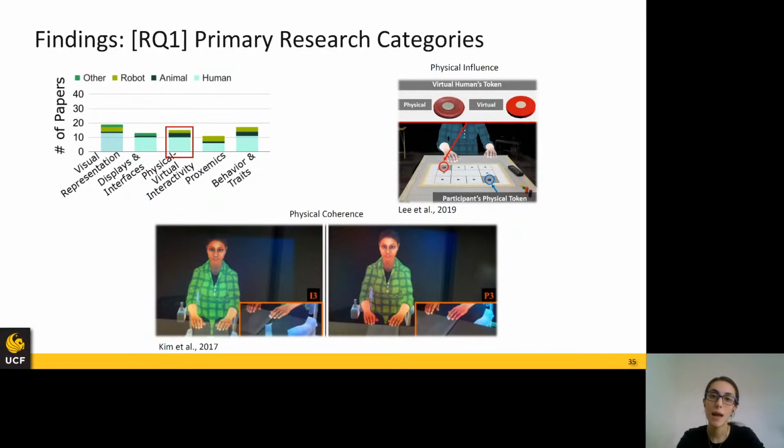The importance of this category lies in the fact that researchers have found that when agents behave coherently in the environment and can influence the physical surroundings and be influenced by it, it enhances users' sense of presence with these agents and also their perceptions of the agent's abilities.